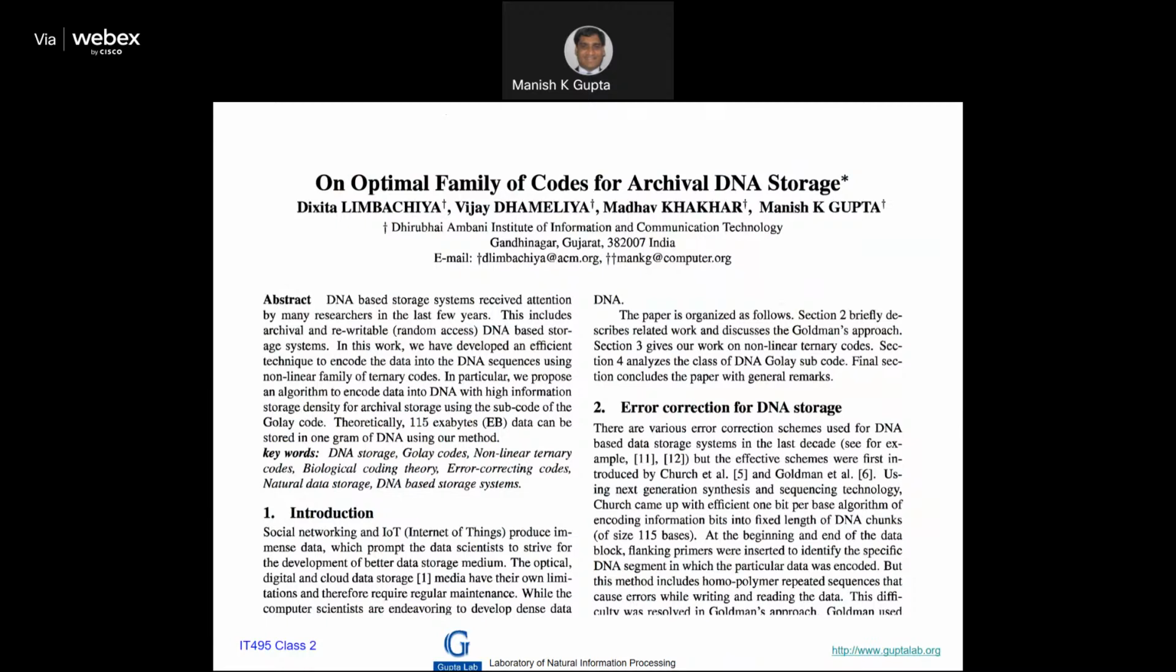The technique that we are going to use is the distance. We will use distance for correcting more errors. Normally, if the distance is d, you can correct (d minus 1) by 2 errors, right? And somehow, because of the property of the map, we are able to correct more errors than required. So let me show you.